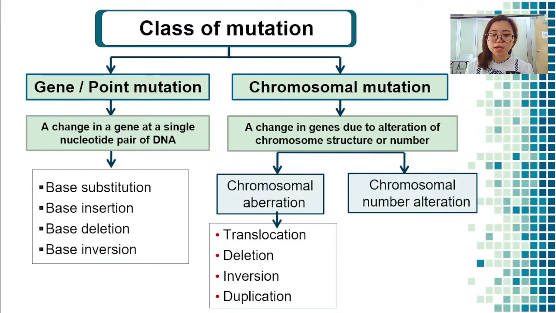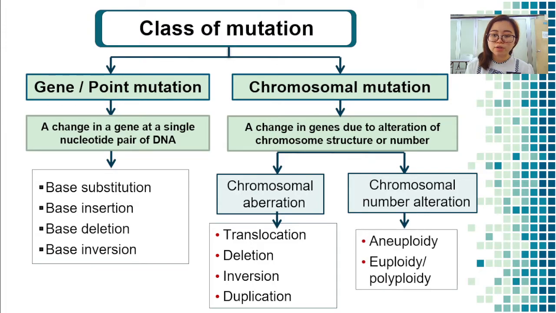Chromosomal aberration can be divided into translocation, deletion, inversion, and duplication, whereas chromosomal number alteration can be divided into two more types, which is aneuploidy and polyploidy. Chromosomal mutation we are going to cover in 7.3.